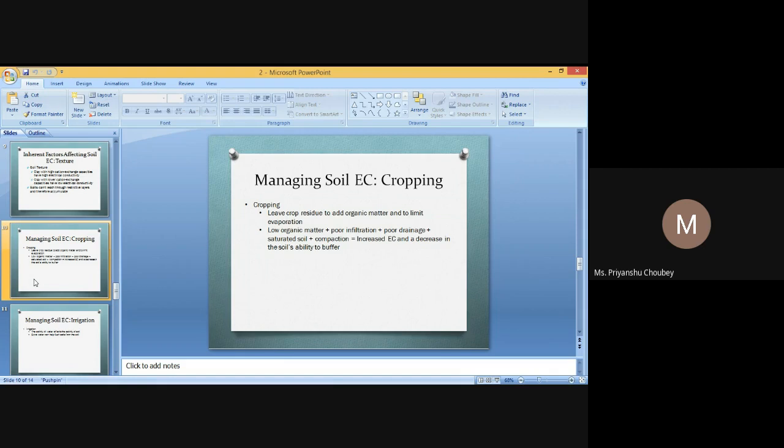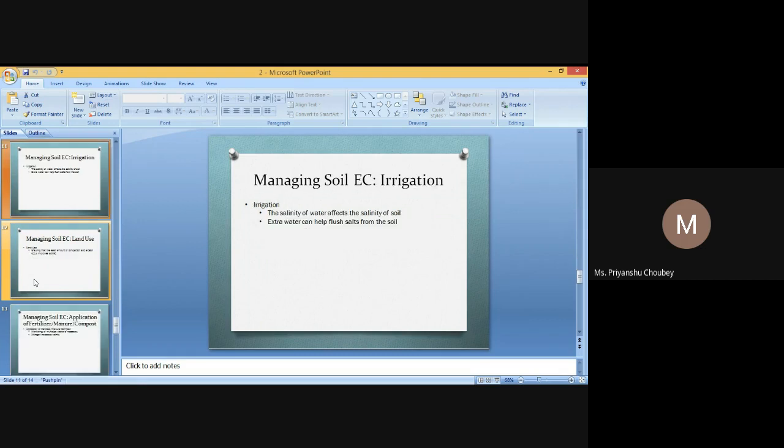Managing a soil: cropping. Leave crop residues to add organic matter and to limit evaporation. Low organic matter plus poor infiltration and poor drainage and saturated soil compaction lead to increased electrical conductivity and a decrease in the soil's ability to buffer. Managing irrigation: the salinity of water affects the salinity of soil. Extra water can help flush salts from the soil. Managing soil electrical conductivity through land use: ensuring that the least amount of compaction and erosion occurs improves soil electrical conductivity.